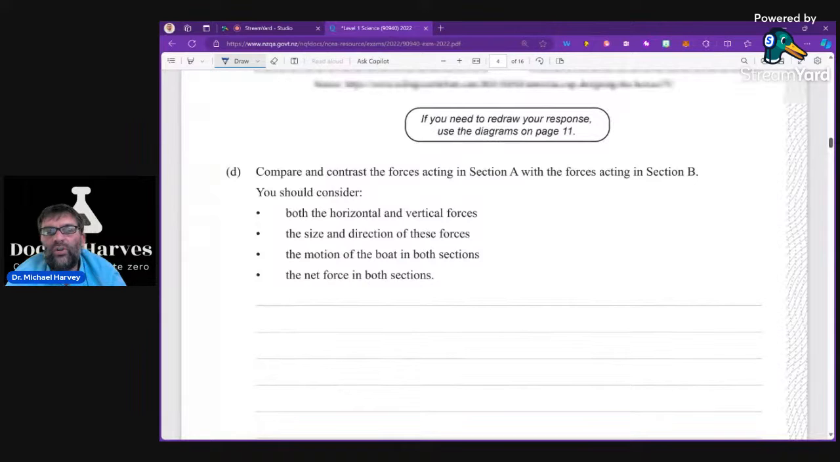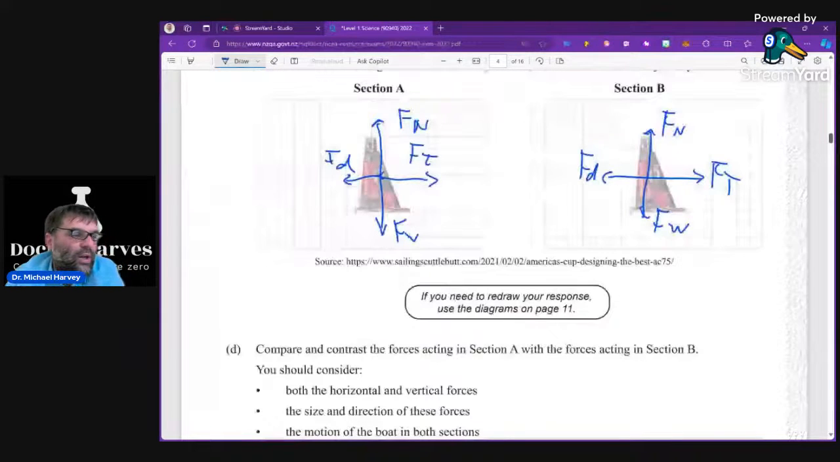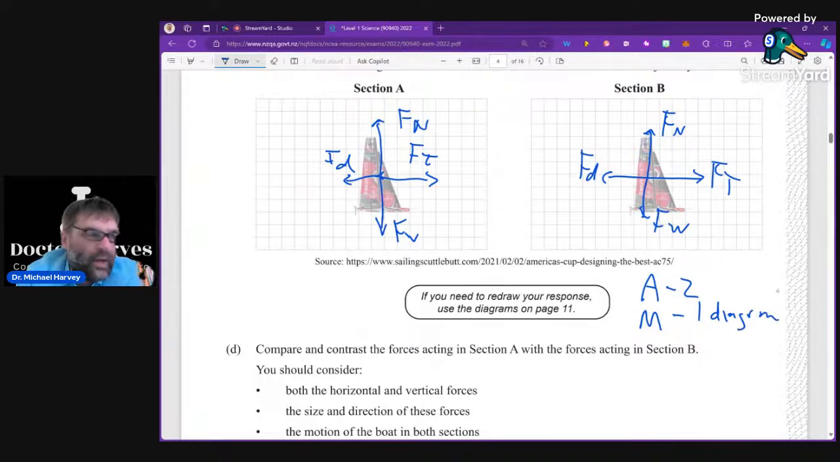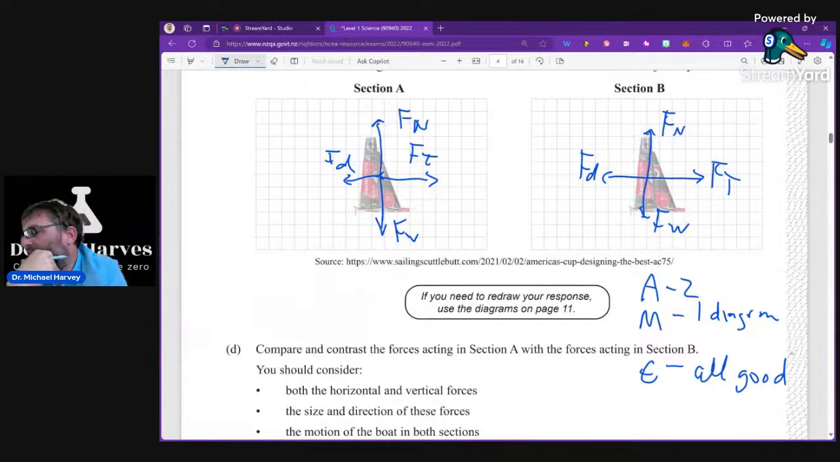So let's go through the answers there. In terms of getting achieved, if you correctly name two of the forces, that's your achieved. Merit would be getting one of the diagrams completely correct, or two pairs correct, and excellence obviously is all correct. So again, a nice, easy excellence question potentially.